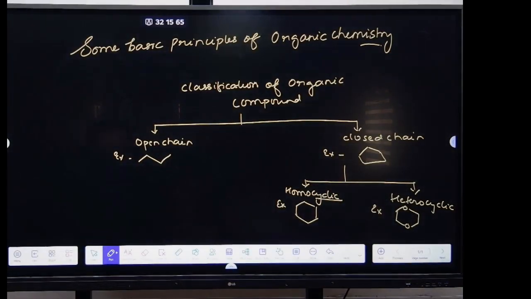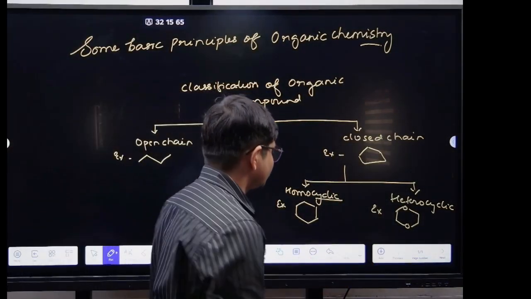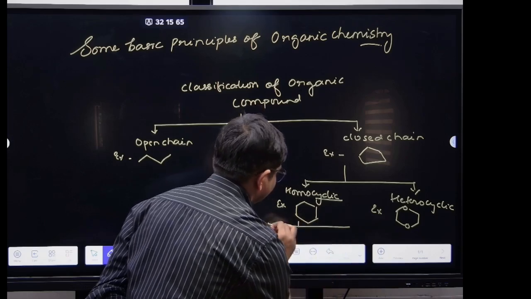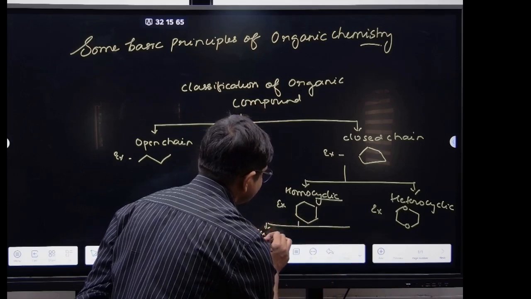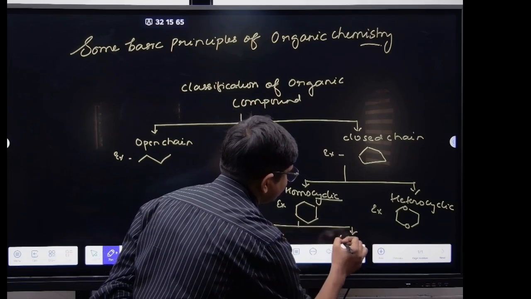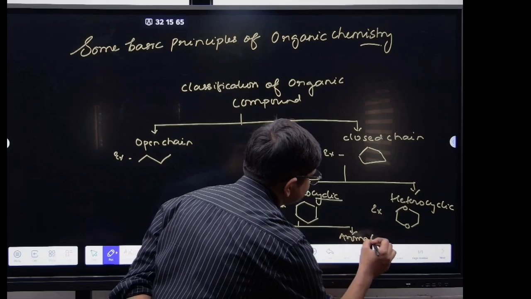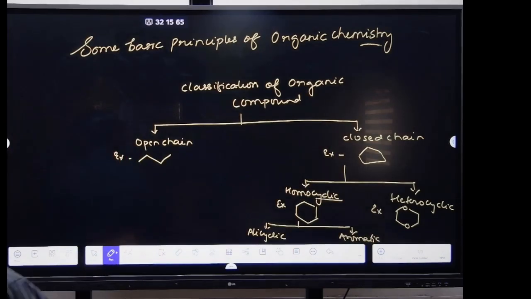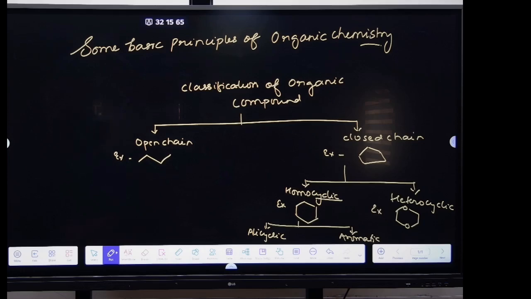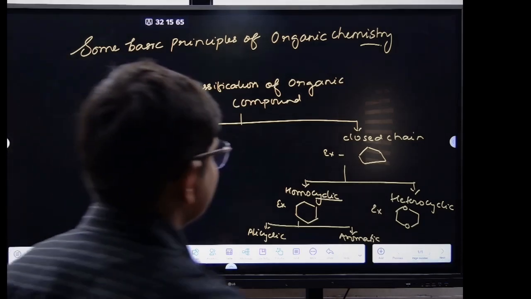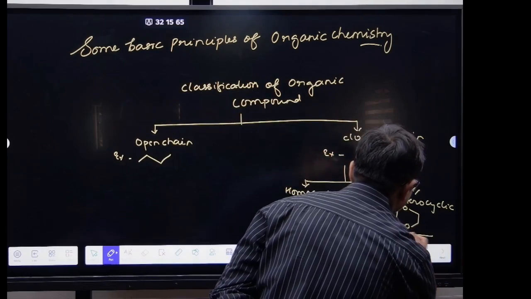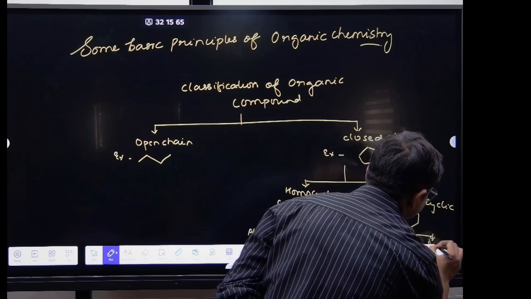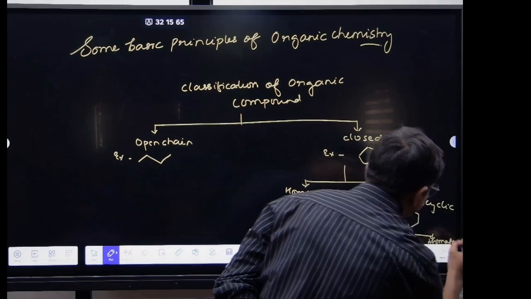Got it? Now see here, this homocyclic compound can be further classified into alicyclic and aromatic compounds. However, the heterocyclic compound can also be classified into alicyclic and aromatic compounds.